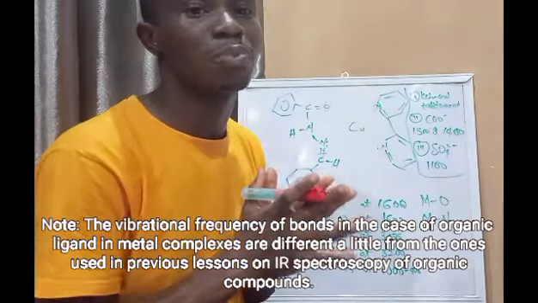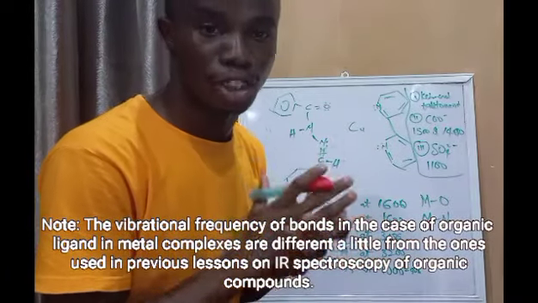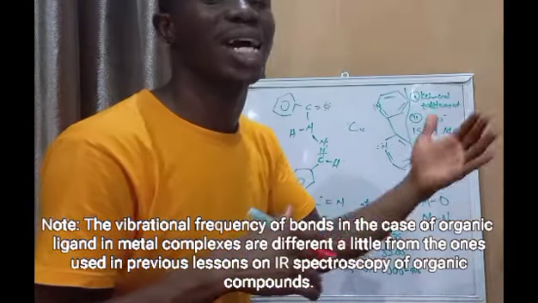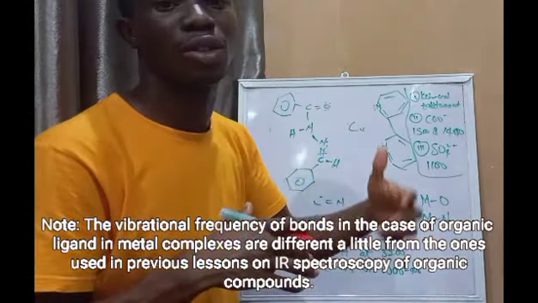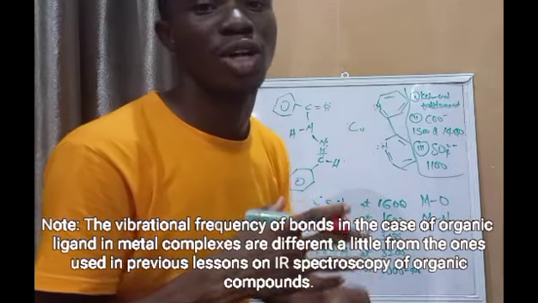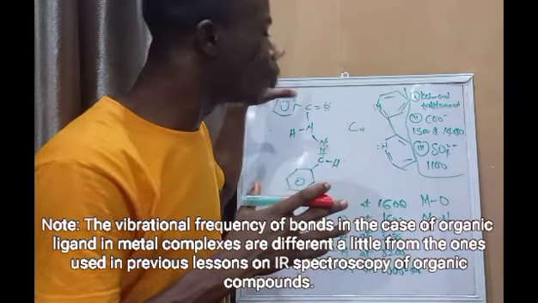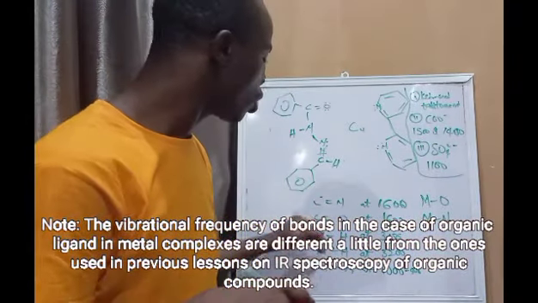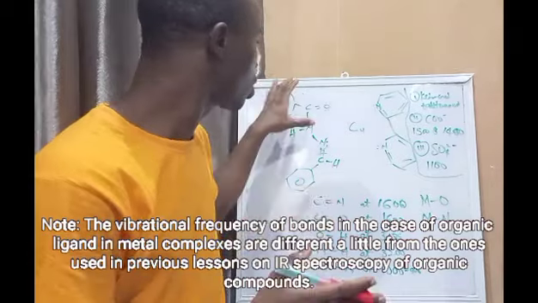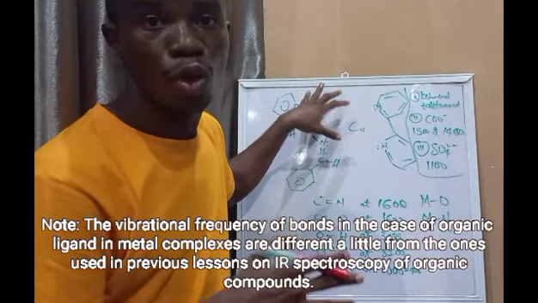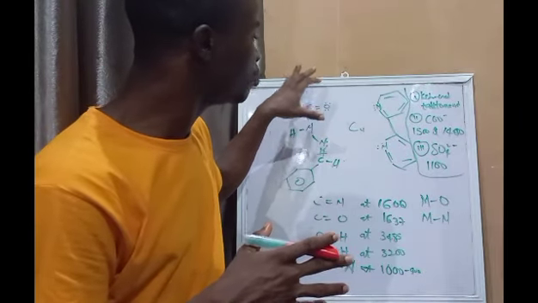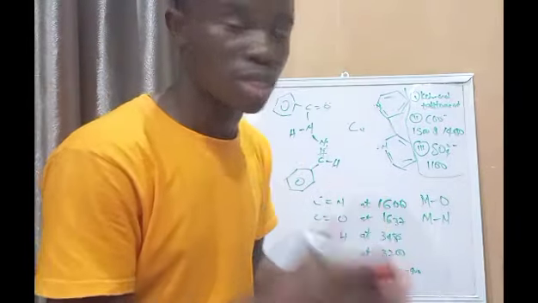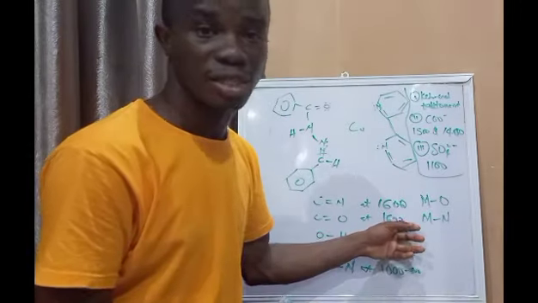So you will expect that you are given two IR spectra, one for the ligand when the coordination reaction has not taken place, and one after the coordination has taken place. You can also look out for this C double bond O bond, because your ligand has C double bond O. If the C double bond O has been coordinated to the metal, there will be a change in the vibrational frequency, which is around 1637.